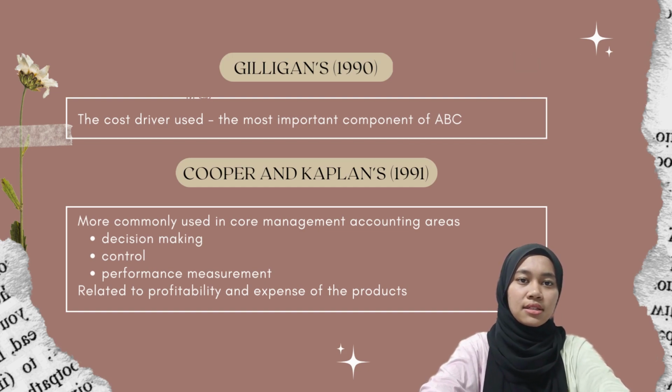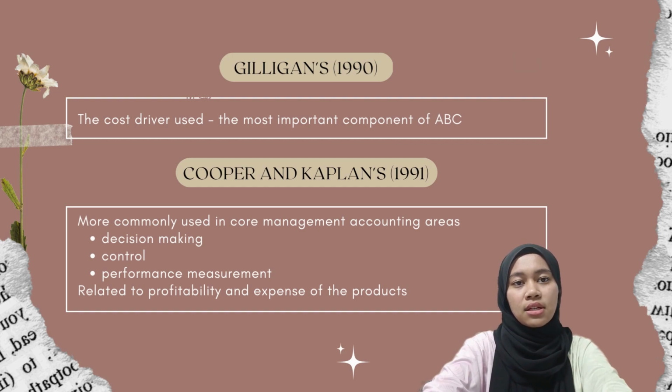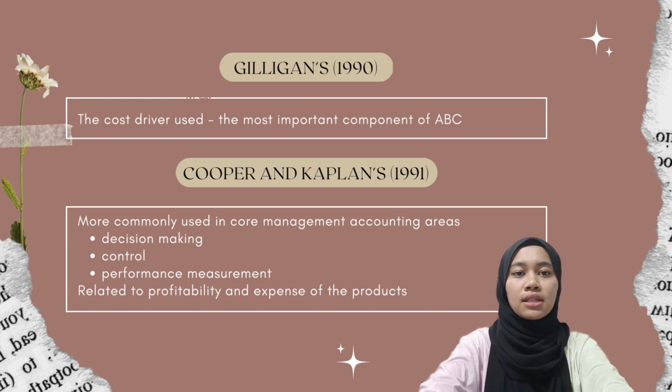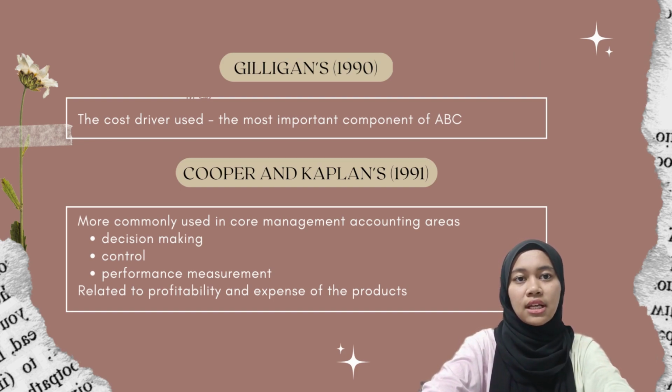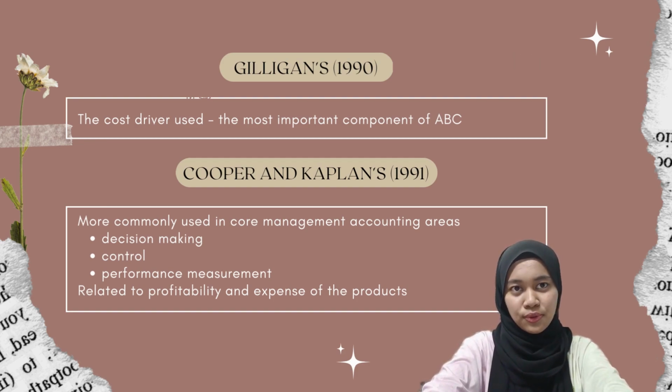Next, according to Cooper and Kaplan in 1991, activity-based costing is more commonly used in core management accounting areas related to profitability. A Harvard Business Review article called for increased use of ABC to identify the true cost of processes and products so that companies can make decisions related to the profitability and expense of the products they produce. ABC is useful in product pricing and cost.